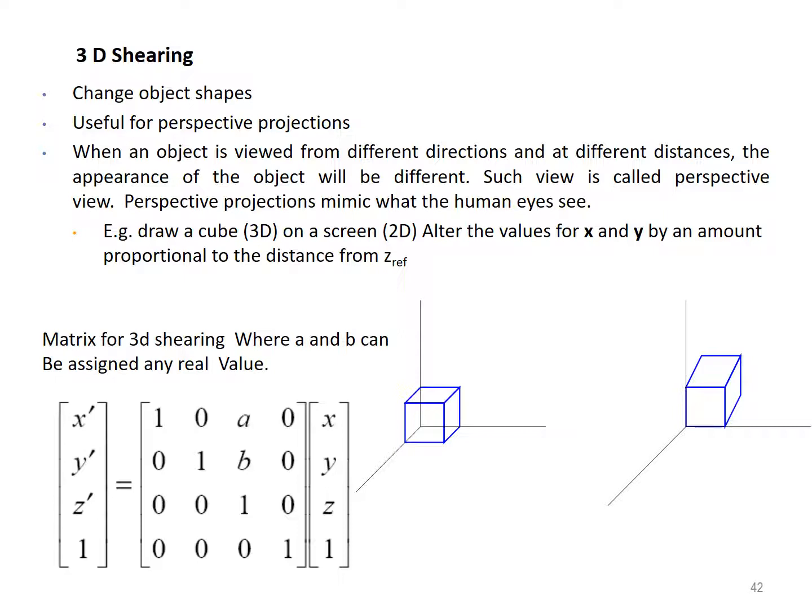Hence, the 3D shearing matrix is represented as 1 0 A 0, 0 1 B 0, 0 0 1 0, 0 0 0 1. Where A and B are the shearing factors with respect to the x and y axes respectively.